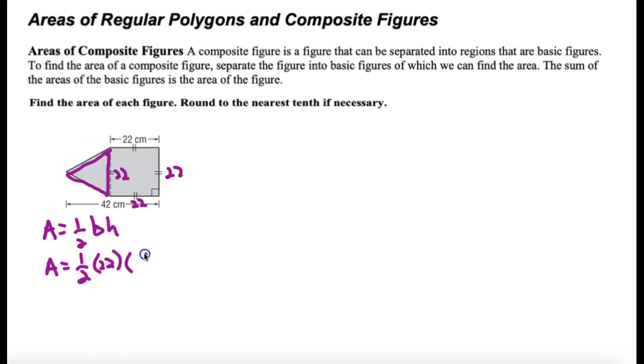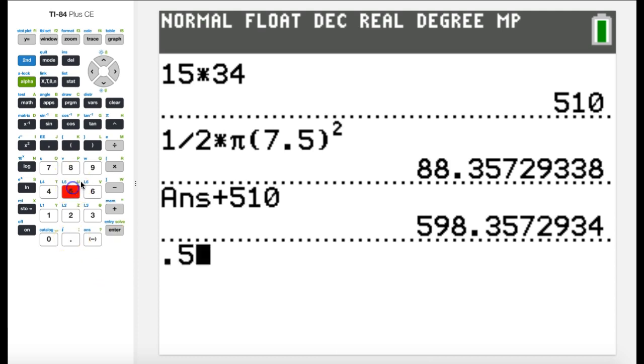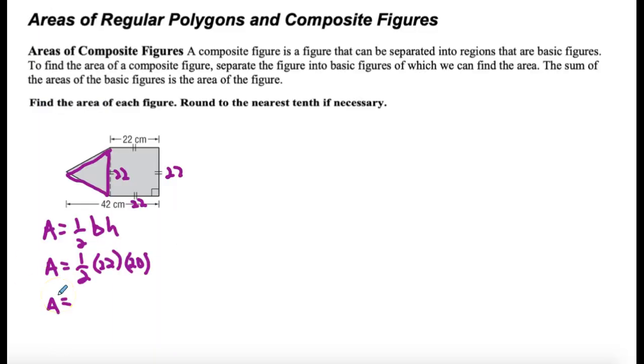But what I do know is that if this entire distance from this tip here all the way over here is 42, and this length here is 22, to get the height of the triangle, I can just take 42 minus 22 and get 20. So we end up with 1/2 times 22 times 20, and we end up with 220. So the area of that triangle is 220.